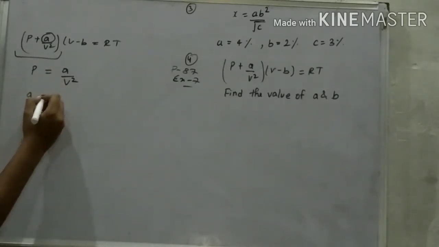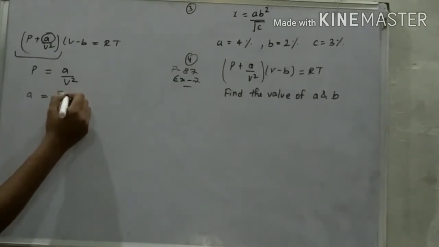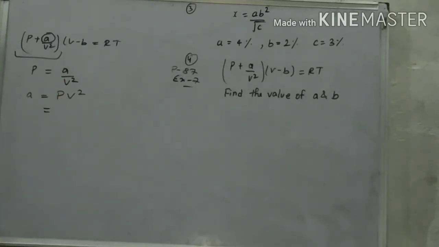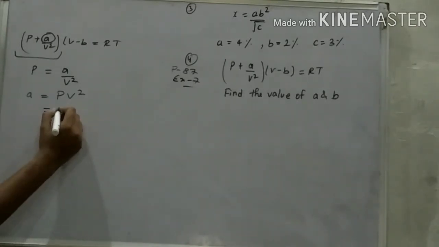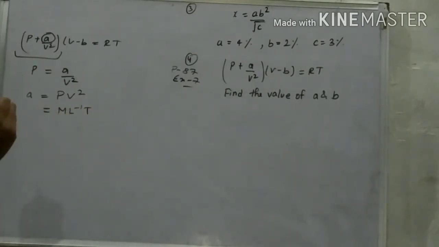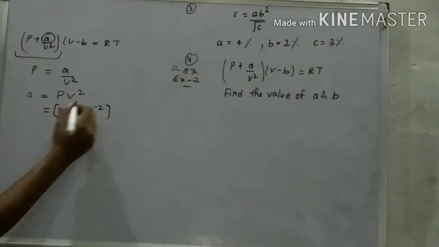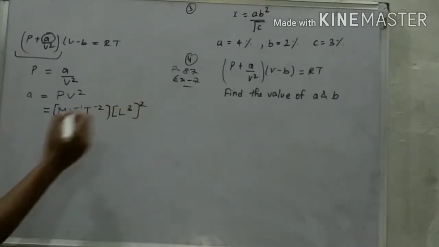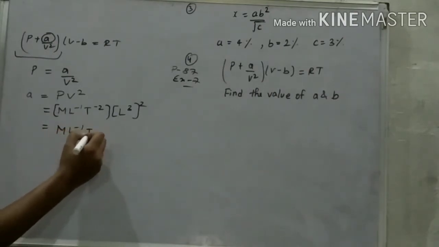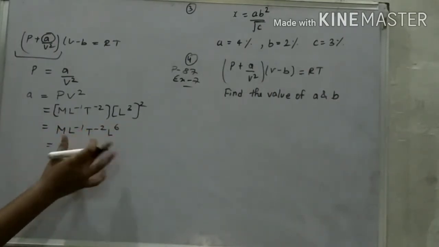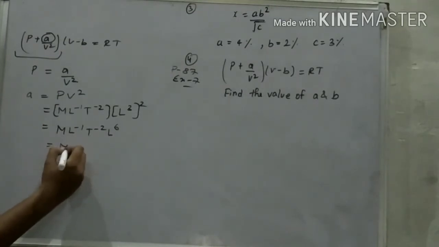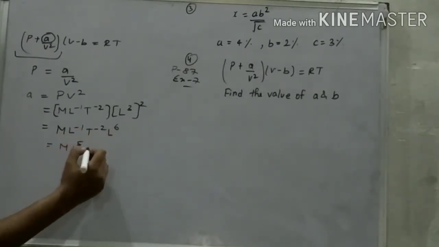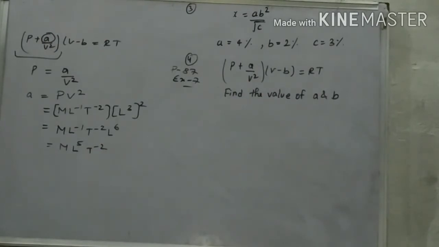Okay, A we need to calculate. A dimension will be equal to cross multiplying PV square, where P is the pressure and V is the volume. What's the dimension for pressure? The dimension for the pressure is ML minus 1 T minus 2. And the dimension for volume is L cube, now the whole square, L power 6. So it comes out to be ML minus 1 T minus 2 L power 6. Solving this, M, L minus 1 plus 6 is 5, T minus 2. So this is the dimension for A.